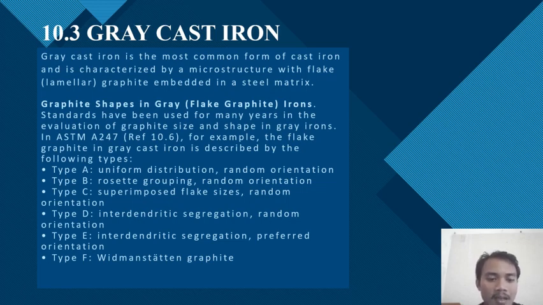Type A: uniform distribution, random orientation. Type B: rosette grouping, random orientation. Type C: superimposed flake size, random orientation. Type D: interdendritic segregation, random orientation. Type E: interdendritic segregation, preferred orientation. And Type F: Widmanstatten graphite.